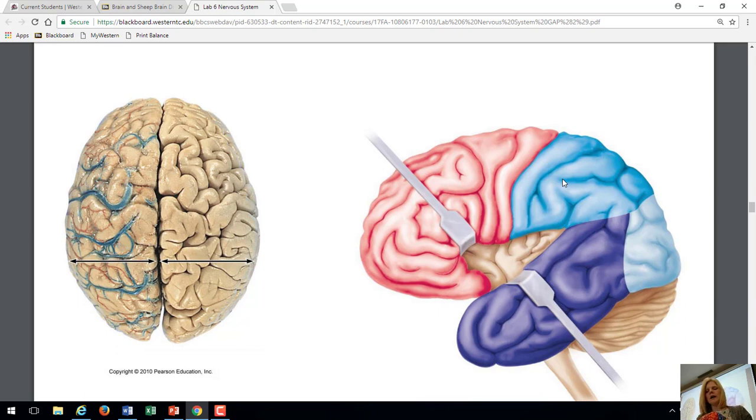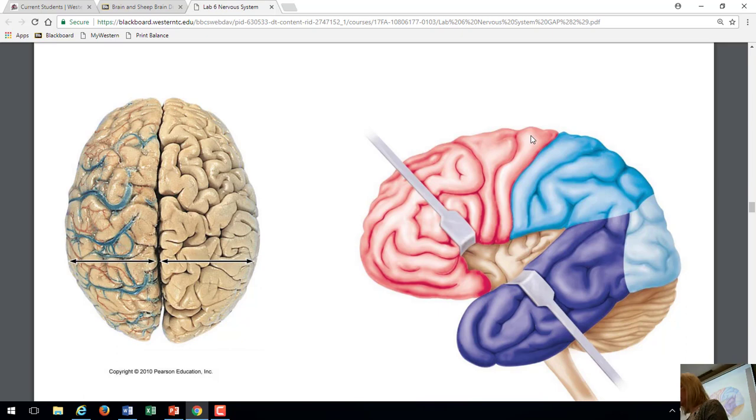So this last gyrus of the frontal lobe is called the precentral gyrus. And why is it called that? Because this is the central sulcus, which divides the frontal and parietal lobe. So this is pre, which means it's in front of that central sulcus. So it's the precentral gyrus. That's swelling right in front.